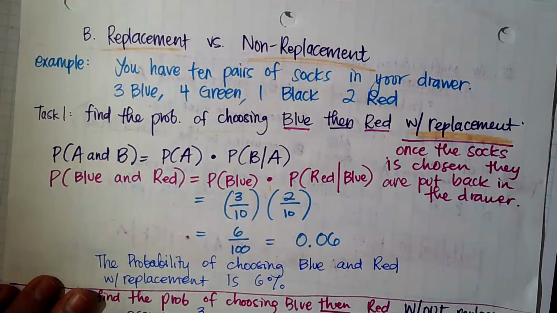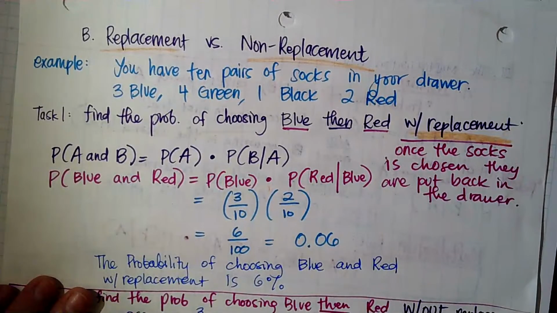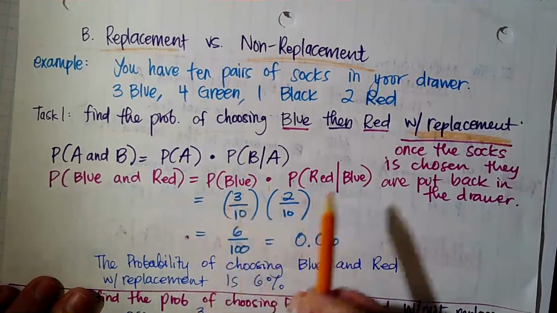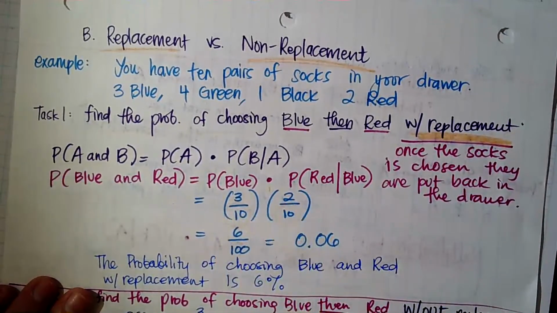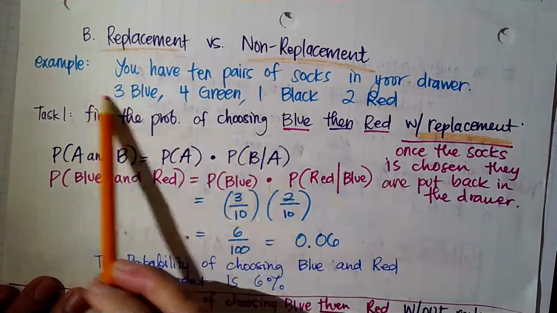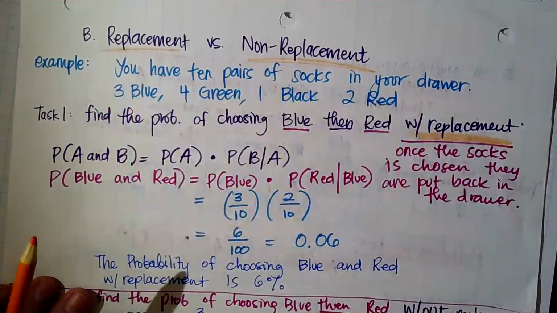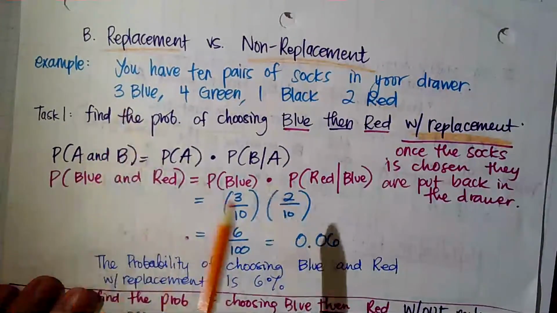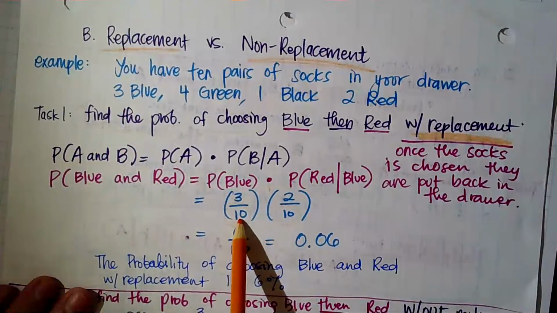I have 10 pairs of socks. Here goes my first trial. I choose the sock, I recognize the color of the chosen sock, and then I place it back into the drawer, which means my sample space is still the same. Nothing changed because I put that sock back in. So let's figure out the probability of choosing a blue pair of socks. I have a total of 10 pairs in the drawer. How many of them are blue? 3 out of the 10. So that's the probability of choosing a blue pair of socks. Let me be precise with my language as well.